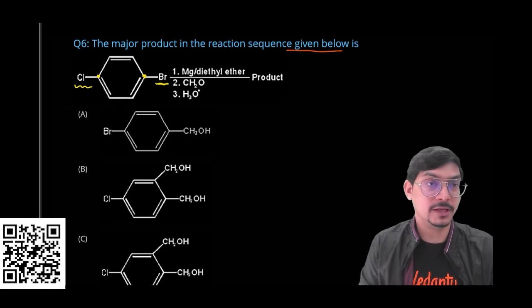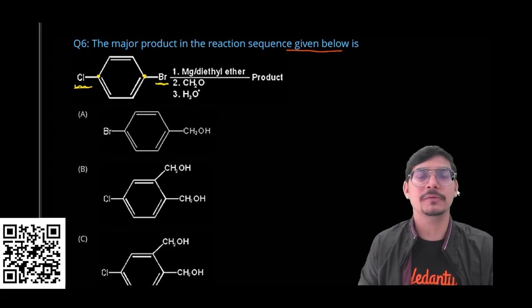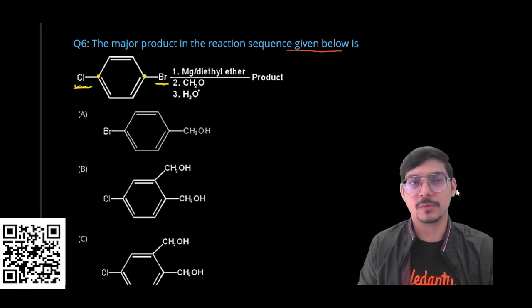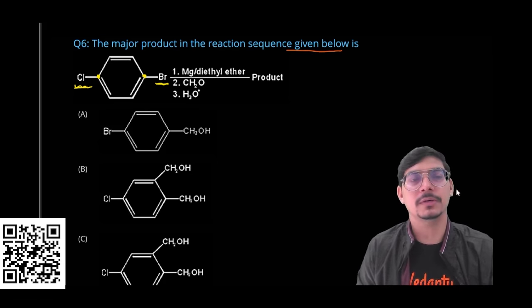Although we know that in the formation of Grignard reagent, haloalkanes are more reactive than haloarenes, and in fact C-Br bond would be more reactive than C-Cl bond, no information is given about the relative amounts of the reactants, which means that we will assume that both these carbon halogen bonds would undergo Grignard reagent formation.